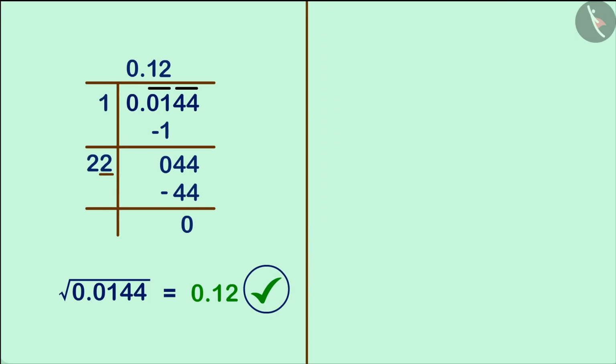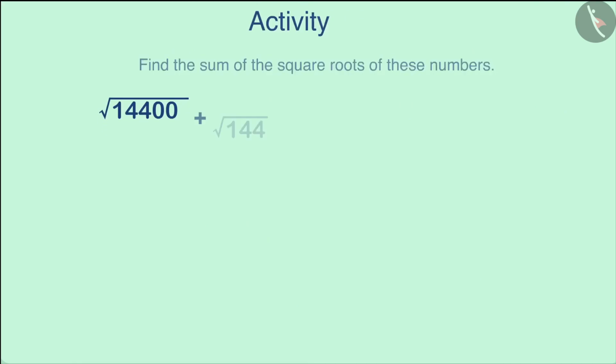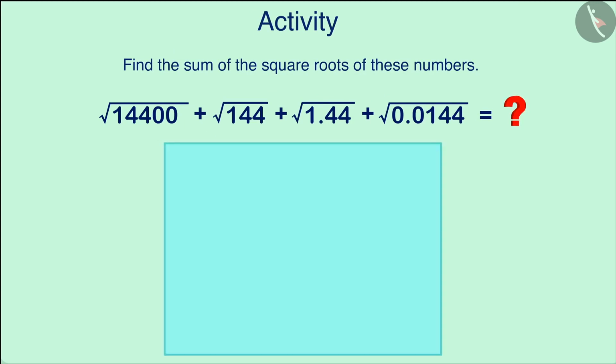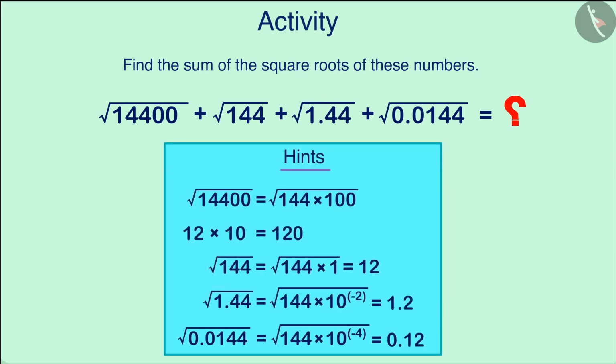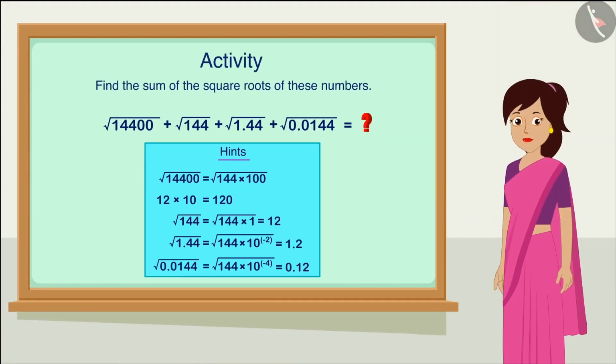We can also find the square root of this number in this way. Here, we have used decimal numbers as rational numbers. By converting it, we have found its square root. Now let's find the sum of the square roots of these numbers. In order for you to solve this, you have been given hints. You can try to solve it together with your friends.